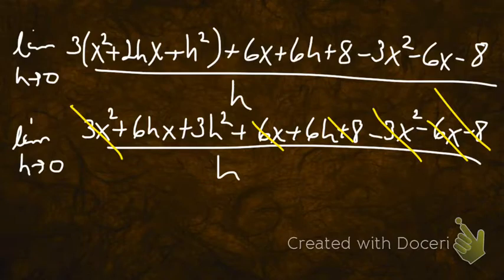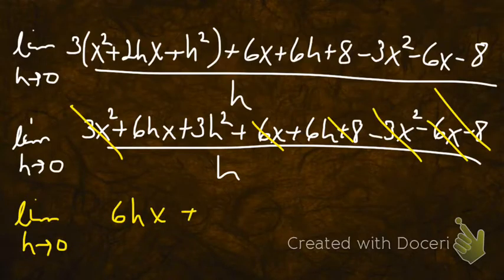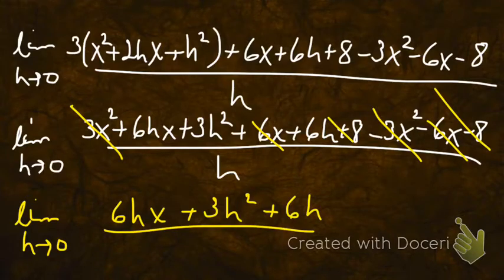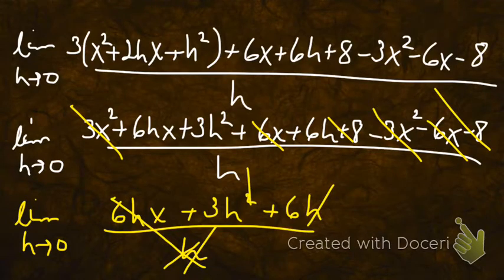Let's see what remains. We still have the limit as h approaches 0 of 6hx plus 3h squared plus 6h, and it's all over h. Now you can factor and then cancel, or cancel for all. I know that I'm going to get to cancel those h's, which is okay as long as I cancel all of those h's. Just do all for one and one for all. Look, I've made a mess in the scratch.